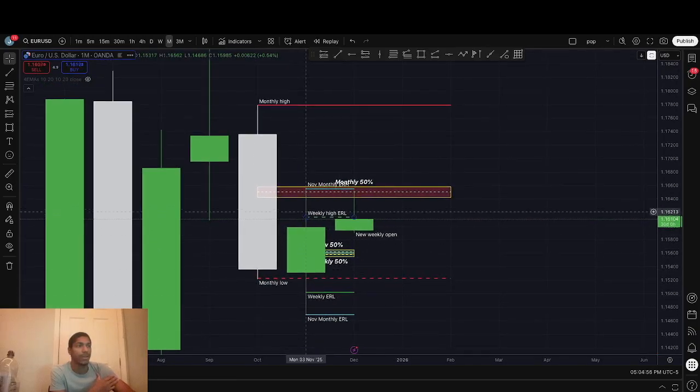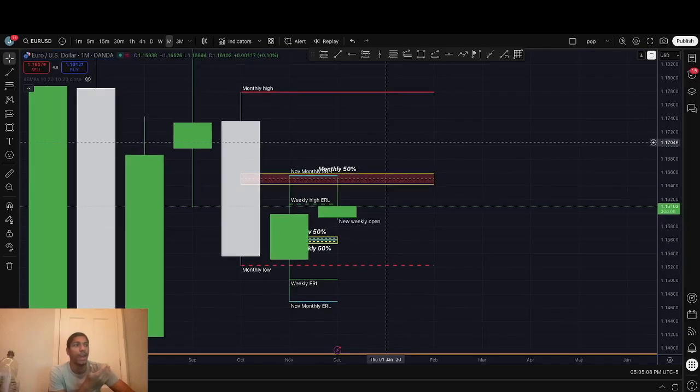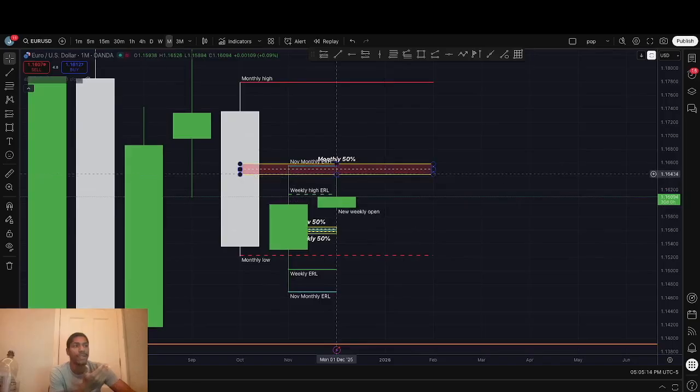Now guess what? If the monthly low got swept, where are we trading to next? Internal range liquidity. We traded towards internal range liquidity, right? Now, once we traded back towards internal range liquidity, what are we going to trade to next? Now we're going to look for external somewhere. So external, we're going to be looking for external on the weekly, right?